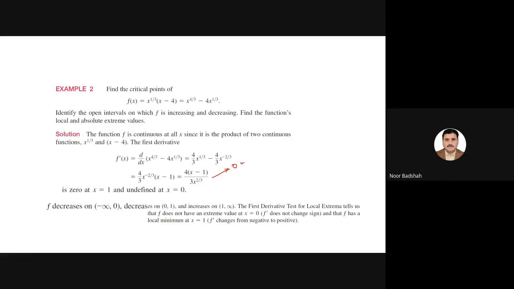when x is equal to 1. Those values where the numerator is 0 will give you the critical points, and those values where the denominator is 0 also give you critical points. So the derivative will be infinite if x is equal to 0. So the critical points are 0 and 1.